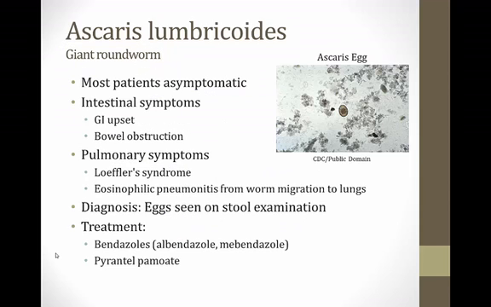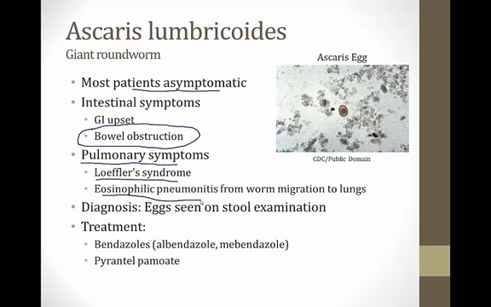Now, most patients with an Ascaris infection are going to be asymptomatic, but the two organ systems you should always remember for this worm are the GI tract and the lungs. So those larvae, once they penetrate the small intestine, can cause inflammation. And in fact, Ascaris is one of the most common causes of bowel obstruction in some underdeveloped countries. In addition, the worms can migrate to the lungs and cause pulmonary symptoms like cough and shortness of breath. This is called Loeffler syndrome. It's an eosinophilic pneumonitis from worm migration to the lungs.